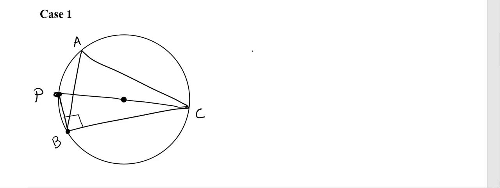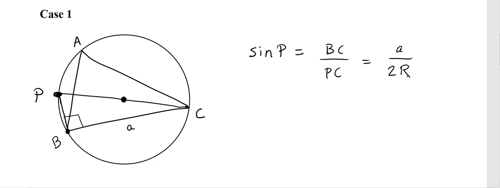In this right triangle, we can mention what the sine of P is equal to. Okay, it's equal to this opposite side BC over this hypotenuse PC. But BC will be called lowercase a because it's opposite angle A in triangle ABC. And PC is a diameter here, which we're going to call 2 times capital R, the radius of the circumscribing circle.